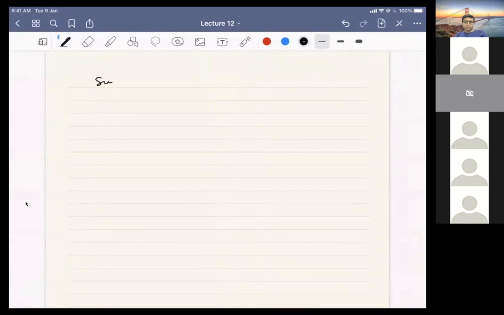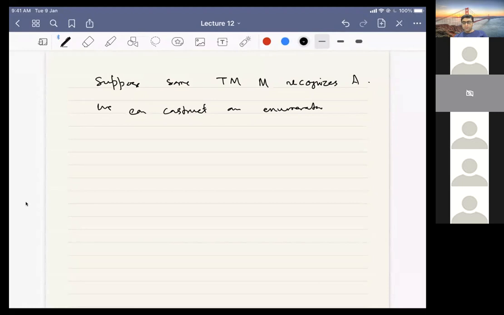Okay, so now the other part. Suppose some Turing machine M recognizes a language A. Then we can construct an enumerator E for A. How?